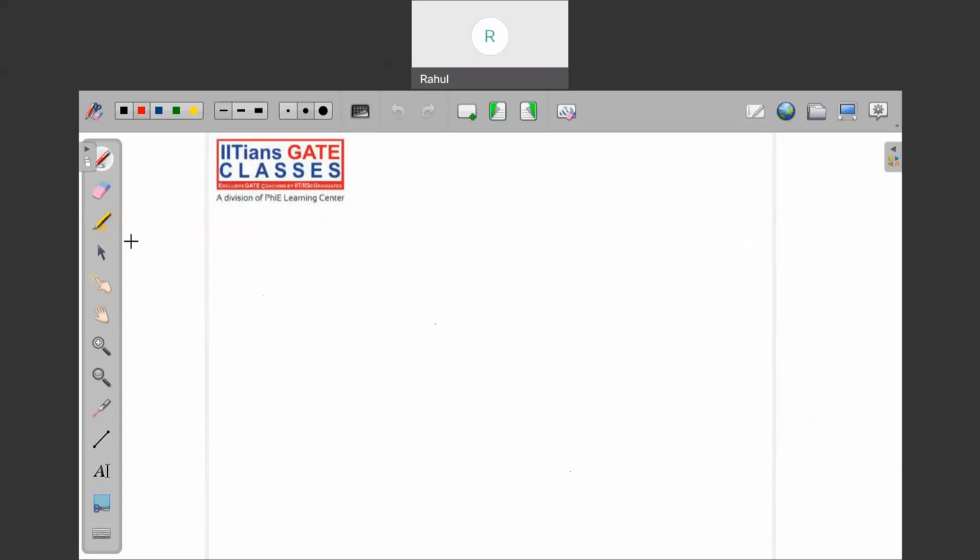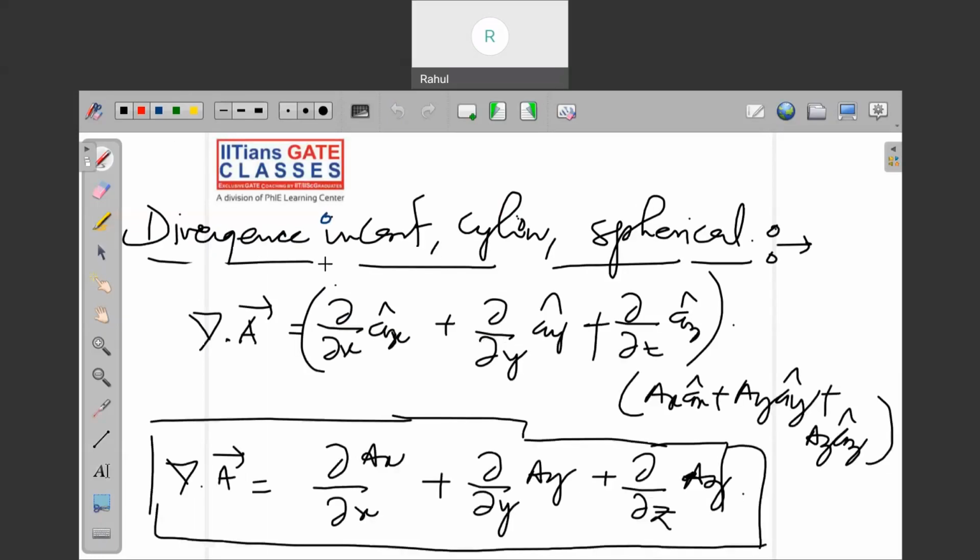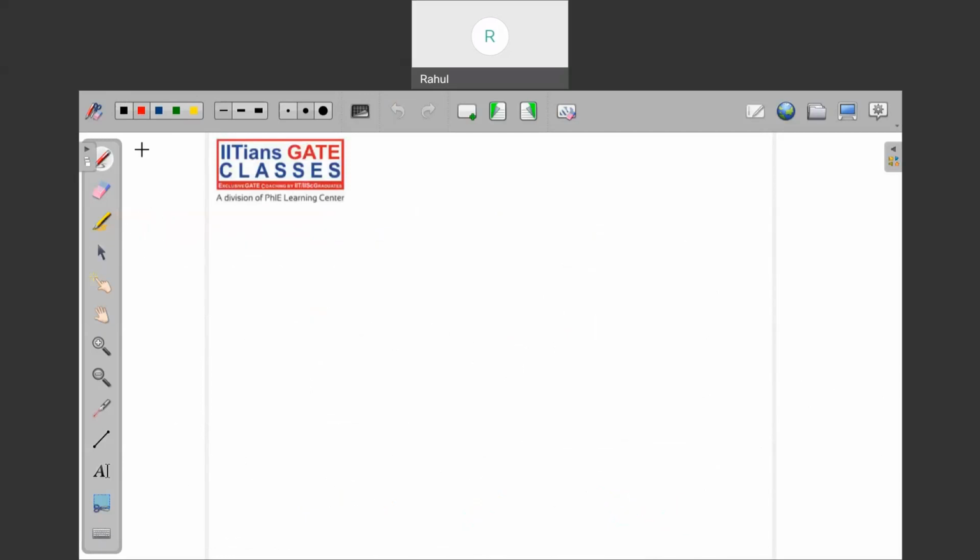So if I talk about differentials, again you can see there is a length involved: dou x, dou y, dou z. These are the differential lengths. They are very, very important. Understand?